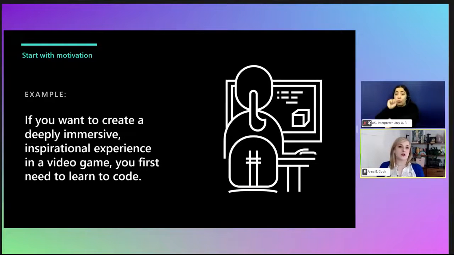Let's look at another example so we can map the relationship between motivation, goals, and tasks. If you want to create a deeply immersive, inspirational experience in a video game, you first need to learn to code. If the task of learning is solely focused on technical aspects of coding, you may get extremely discouraged. But imagine how different it would be if every learning step reinforced your desire to build new worlds.